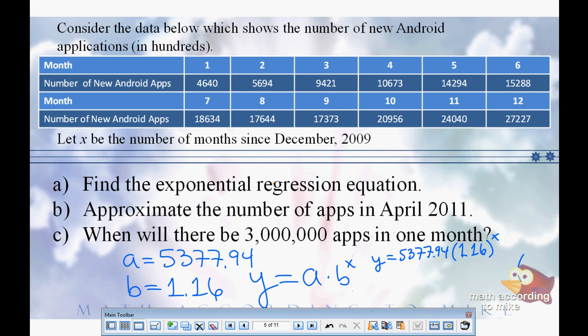So for part B, how do we approximate the number of apps in April 2011? So X was the number of months since December 2009. So April 2011 is how many months since December 2009? 16. So what do we put in for x? 16. So if you would, put in 16 for x. $57,802.